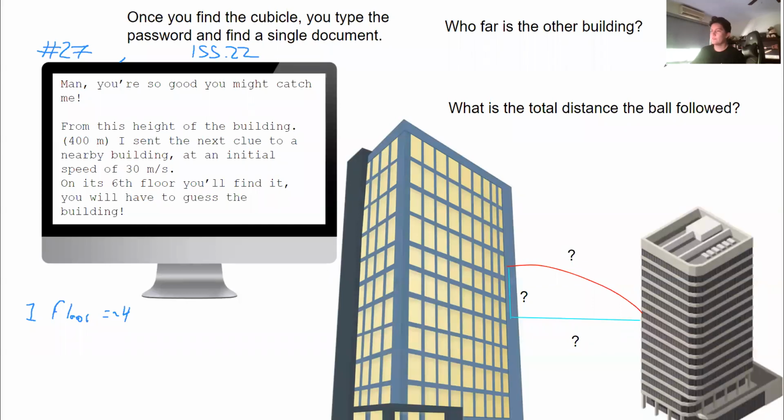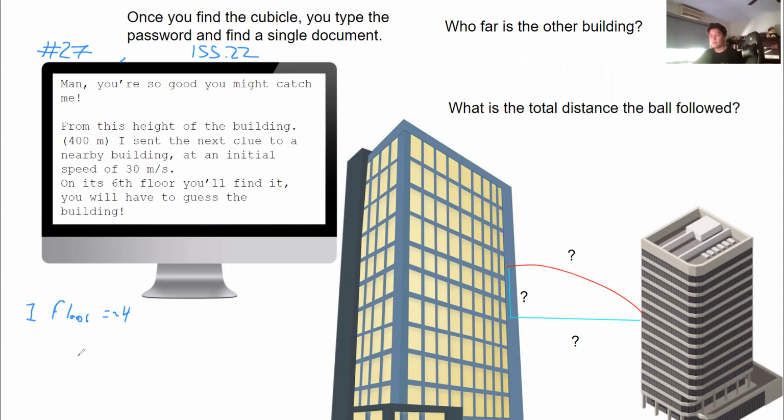Once we found cubicle number 27 and input the password 155.52.22, we found that it only contains a single document. And it reads, "Man, you're so good, you might catch me. From this height of the building, 400 meters, I send the next clue to a nearby building at an initial speed of 30 meters per second. On its sixth floor, you will find it. You will have to guess the building."